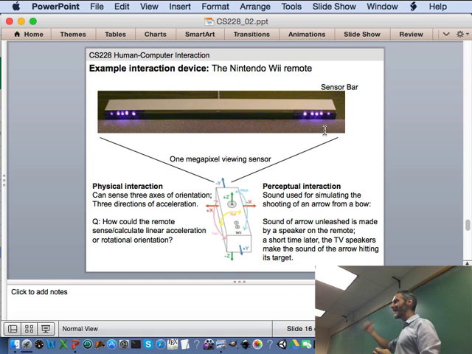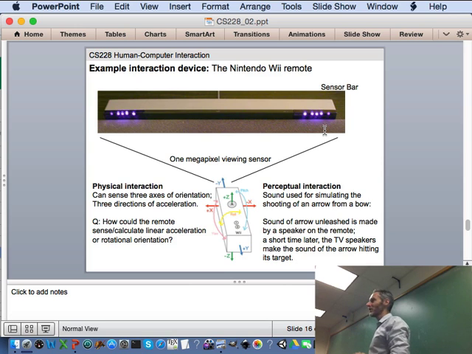All of these design decisions that are now going to go into the game that we write are taking into account the physical interaction. I'm moving this thing. I can change its orientation. I can change its position. It's taking into account the perceptual interaction. I shoot an arrow. I hear it leave, and then I hear it hit a short time later.